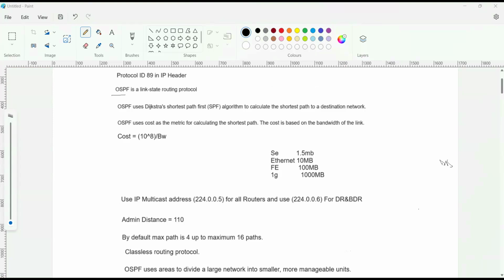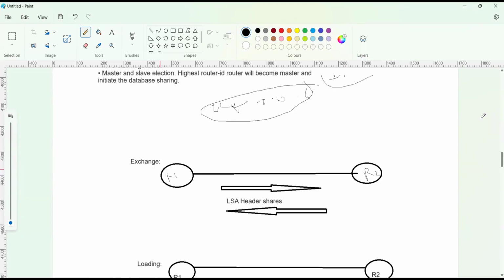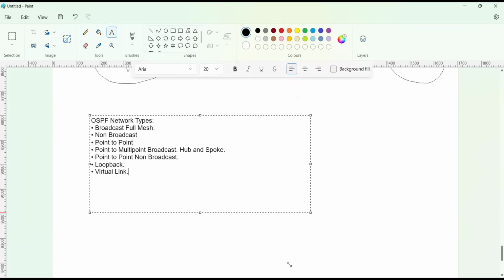Sir, is there a specific condition when we use DR and BDR? Fine, understood your concern. In OSPF, we have network types: broadcast and non-broadcast, which are full mesh topologies, and point to point and point to multipoint.